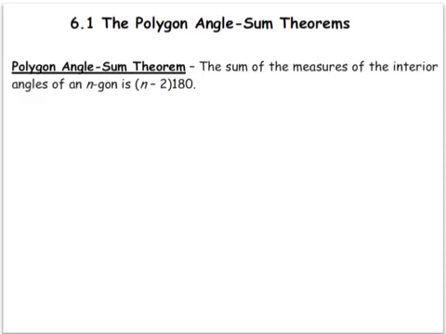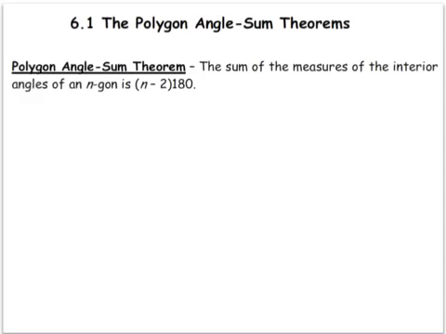The Polygon Angle Sum Theorem, this is the theorem we learned in class. The sum of the measures of the interior angles of an n-gon, or an n-sided polygon, is n minus 2 times 180. Basically, this formula takes the number of sides of the polygon and subtracts 2, which gives you the number of triangles you can construct in the n-sided polygon. After you find the number of triangles, you multiply that by 180, which is the sum of the angles of a triangle.